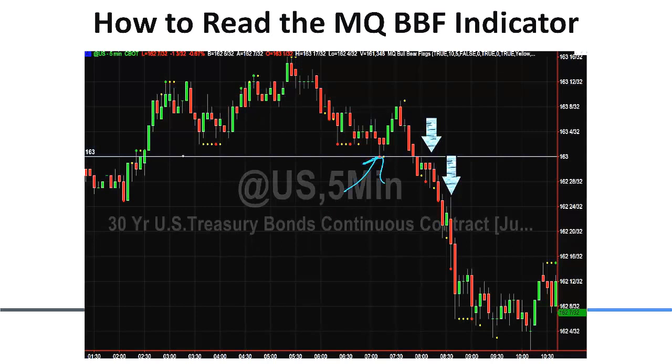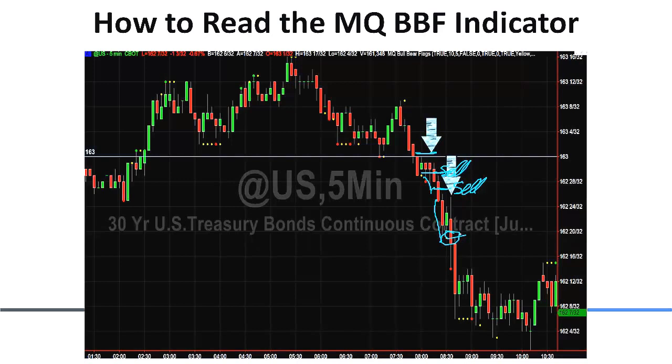Here's our neckline, 163. We break through the neckline. Then we get a yellow dot, pending flag. First flag after the breakout. So there's our sell, stop above the high. Yellow dot here, second sell opportunity. Stop above the high. Drop down.